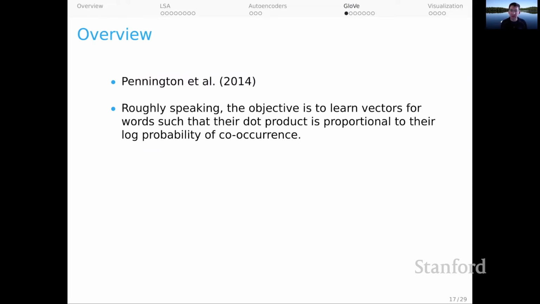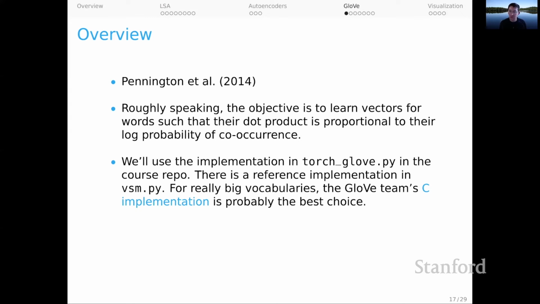Roughly speaking, the guiding idea here is that we want to learn vectors for words such that the dot product of those vectors is proportional to the log probability of co-occurrence for those words. And I'll elaborate on that in a second. For doing computational work, we can rely on the implementation torchglove.py, which is in the course repo. I'll mention that there's also a reference implementation in vsm.py. It's very slow, but it transparently implements the core GloVe algorithm, so it could be interesting to inspect.